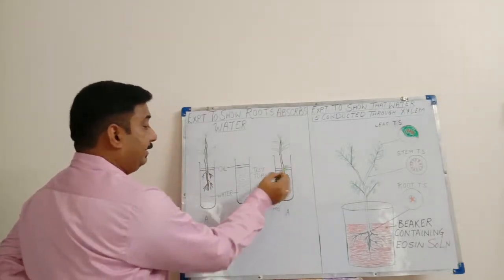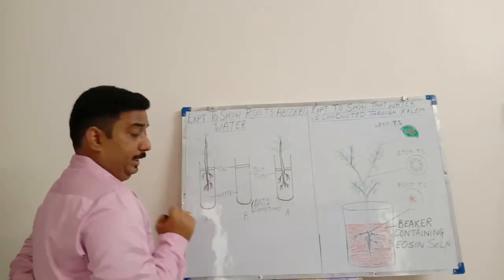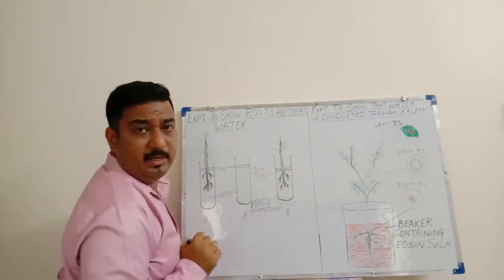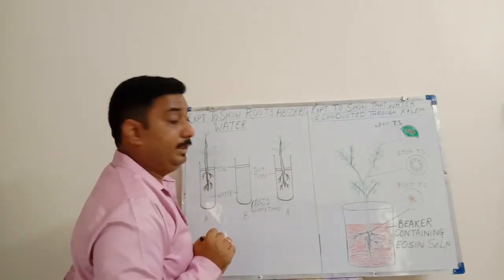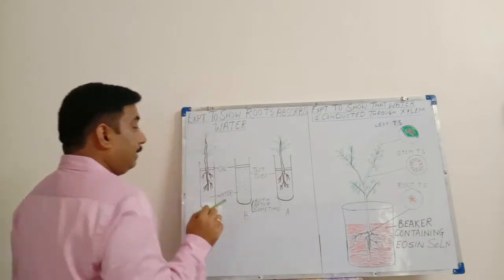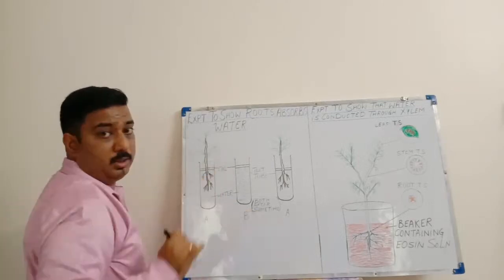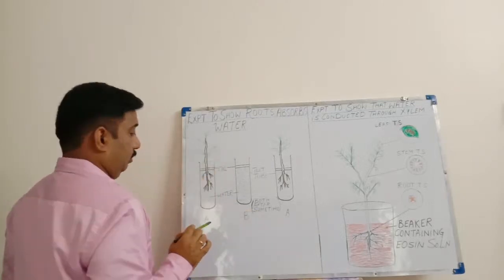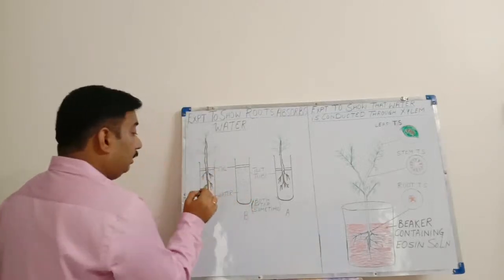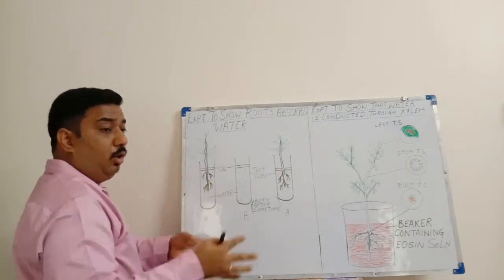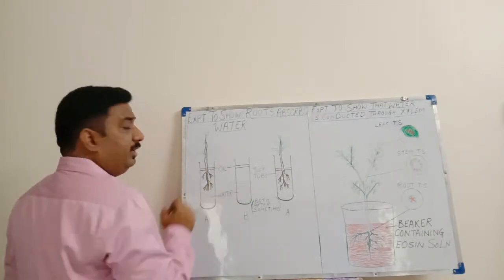there is a decrease in the level of water in test tube A. Why is there a decrease in the level of water in test tube A? Because, why we have used oil, no surface evaporation is going to take place. Okay, but the roots of the plant will continuously draw water. Why will it draw water?